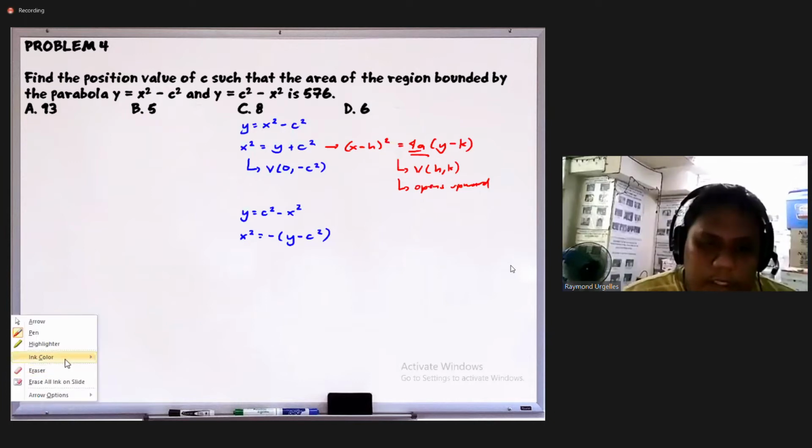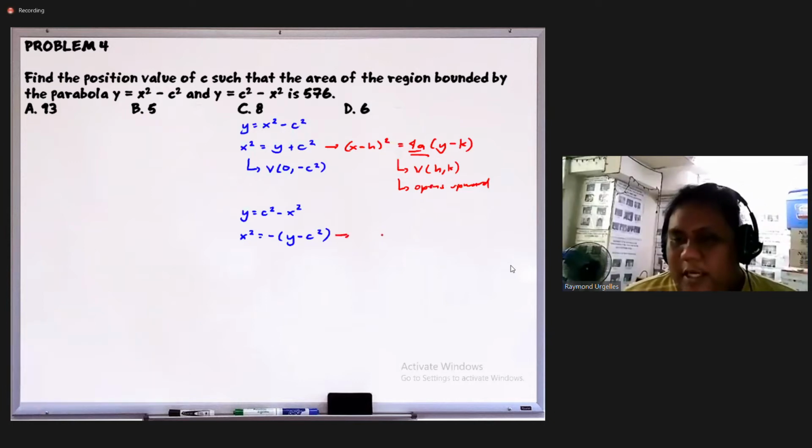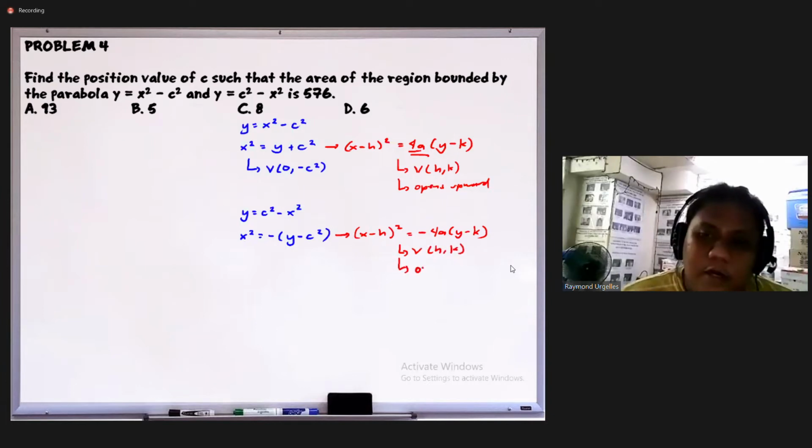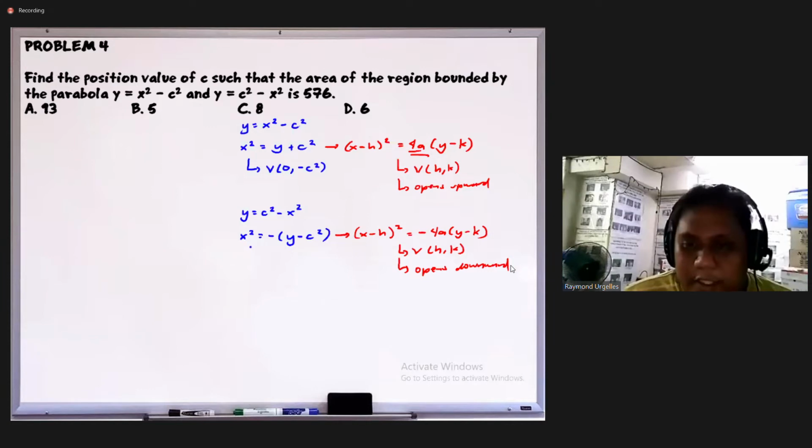Again, yung format naman ng equation natin sa standard forms ng parabola is of the form x minus h squared is equal to negative 4a times y minus k. So in this case, the vertex is located at hk pa rin. And since negative yan, tapos x yung naka-square, this opens downward. Okay ba? So which means, what will be the vertex here? Vertex is at 0, positive c squared naman.